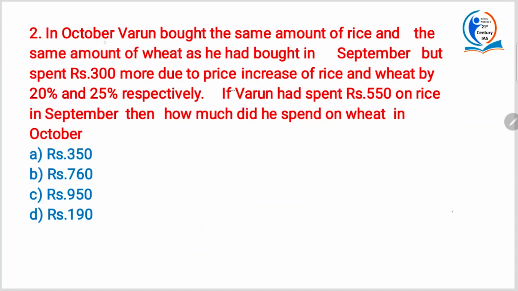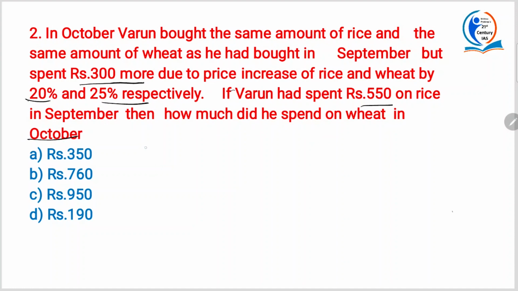All right. In October, Varun bought the same amount of rice and the same amount of wheat as he did in September, but spent rupees 300 more due to price increase of rice and wheat by 20 and 25% respectively. If Varun had spent rupees 550 on rice in September, then how much did he spend on wheat in October?